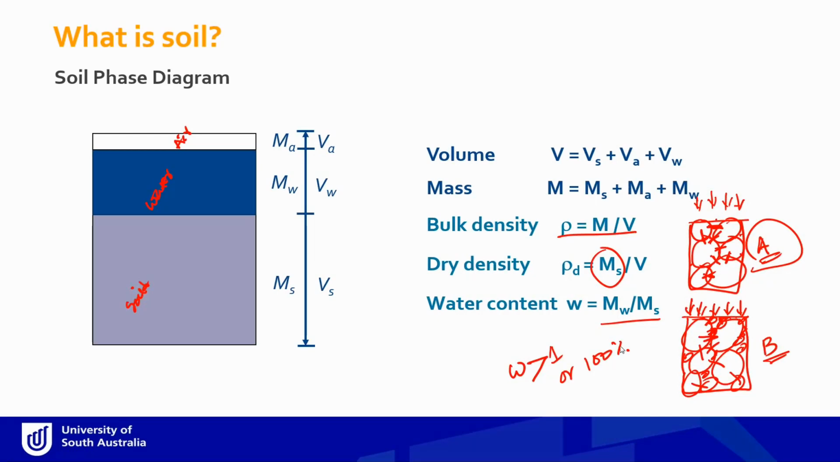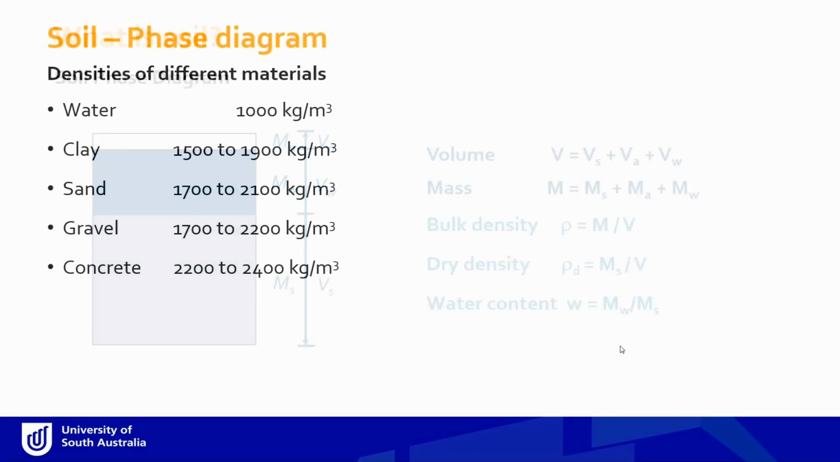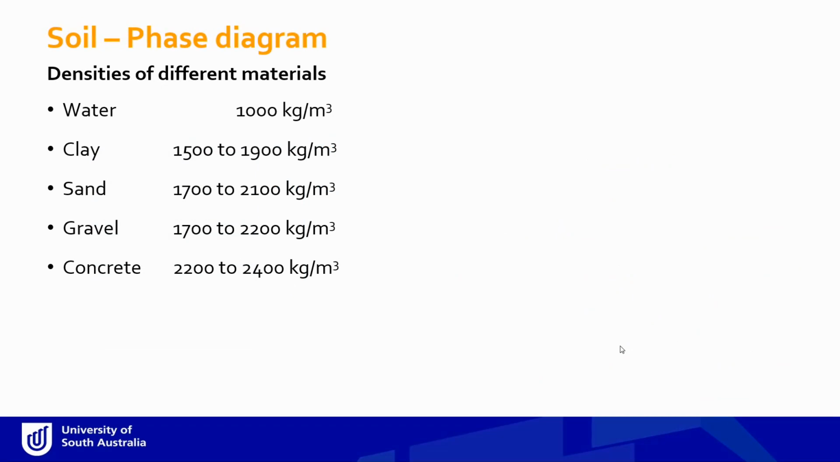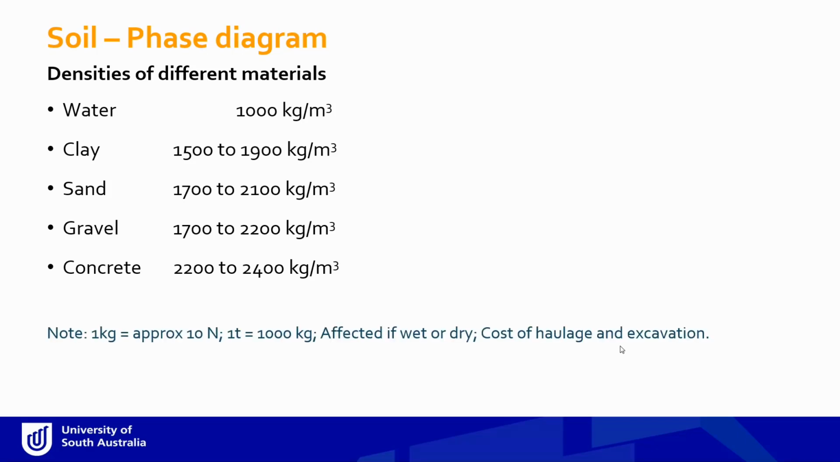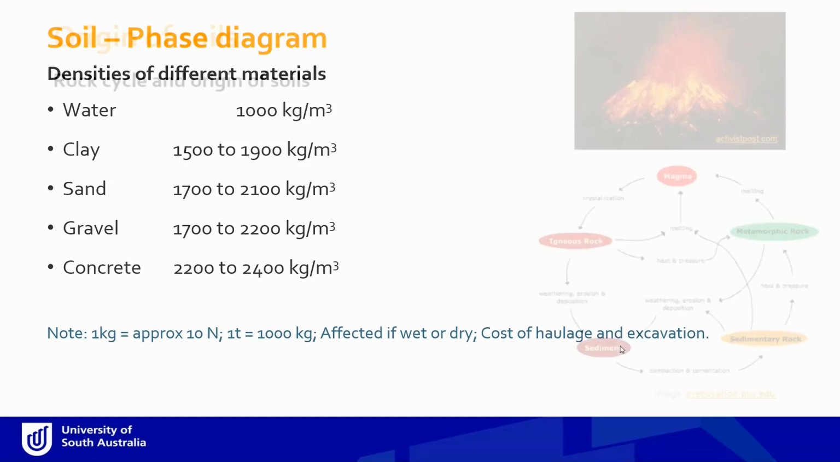You'll understand why. Some typical numbers for density terms: water 1000 kilograms per cubic meter, clay 1500 to 1900 kilograms per cubic meter, sand 1700 to 2100. You have the numbers for gravel and concrete as well, just to give you a sense of what the density numbers might be.